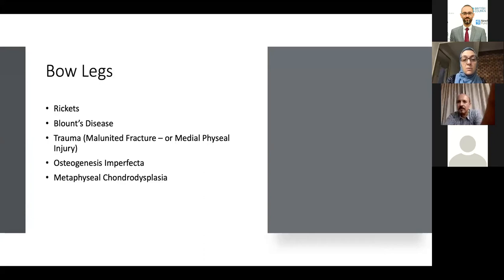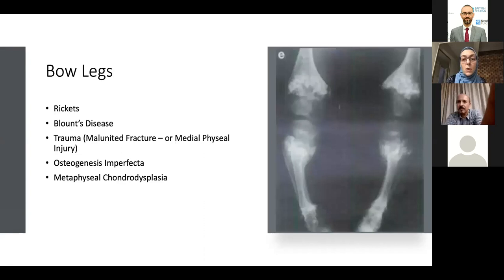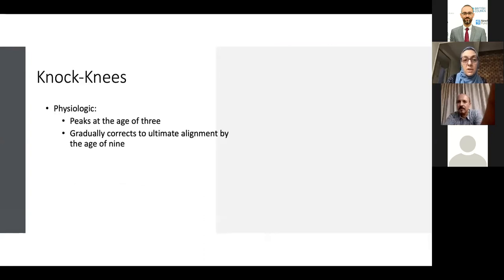Metaphyseal chondrodysplasia, like this one, mostly results in a bow leg or varus deformity of the knees. Knock knees, on the other side, is the other side of the deformity.